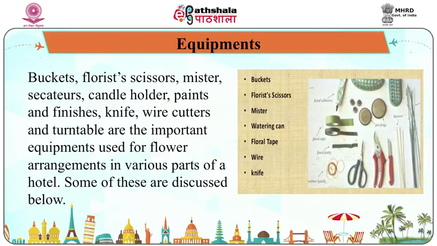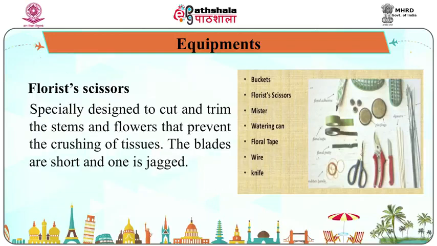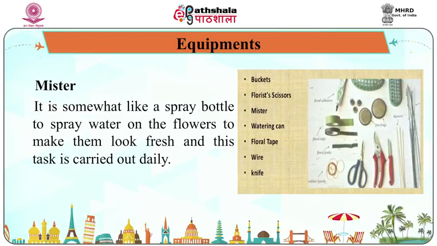Now the second basic ingredient for flower arrangement is equipment. So let's discuss a few examples of equipment used in flower arrangement. First example of equipment is florist scissors, specially designed to cut and trim the stems and flowers that prevent the crushing of tissues. The blades are short and one is jagged. Second example of equipment is mister. It is somewhat like a spray bottle to spray water on the flowers to make them look fresh, and this task is carried out daily.